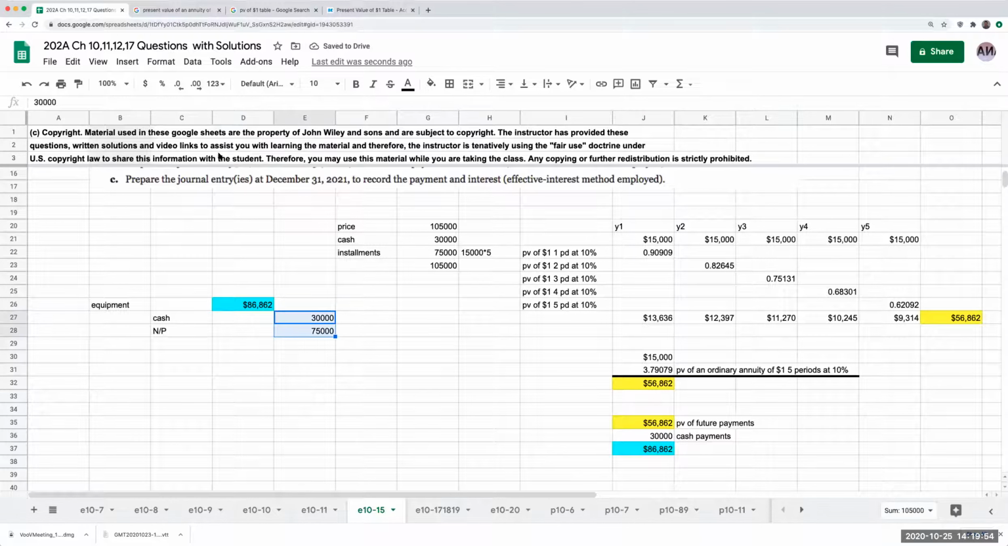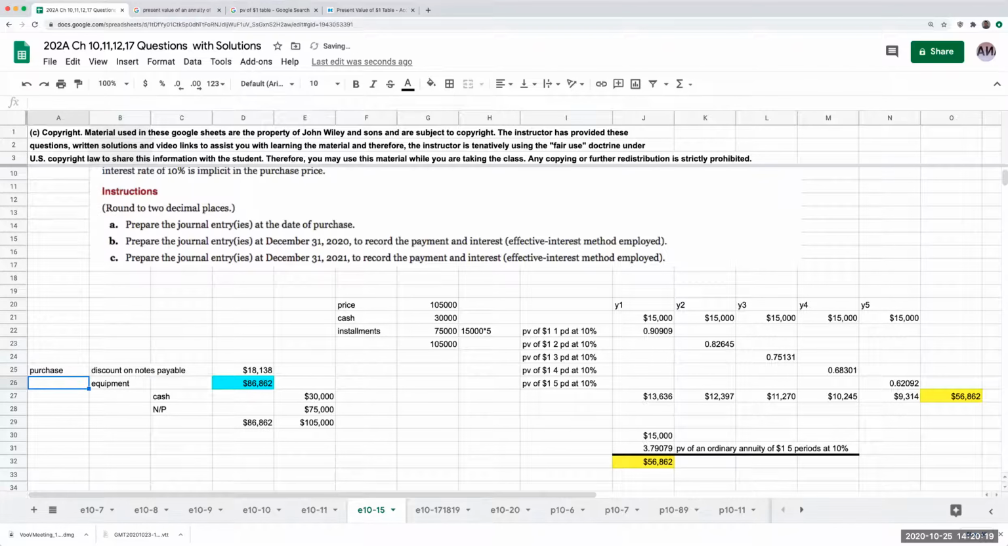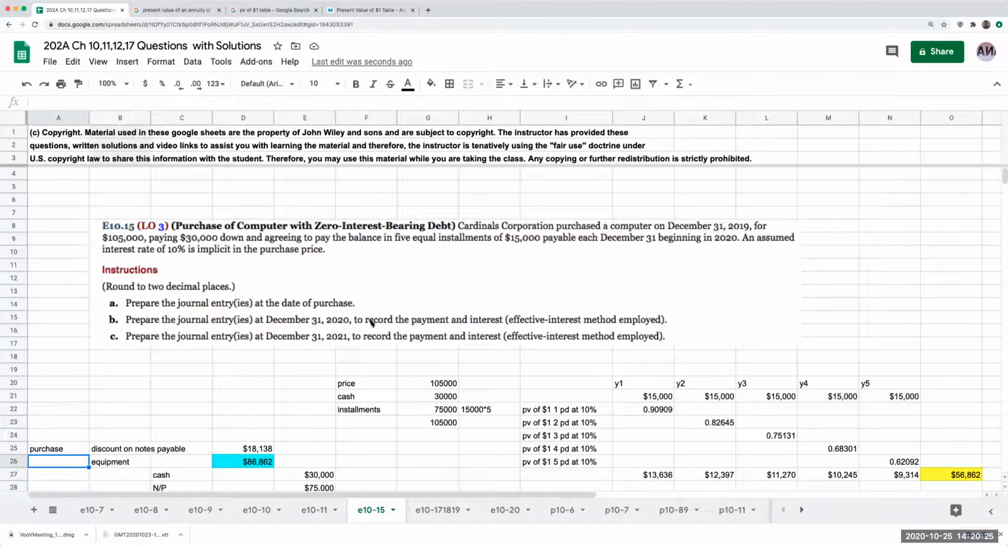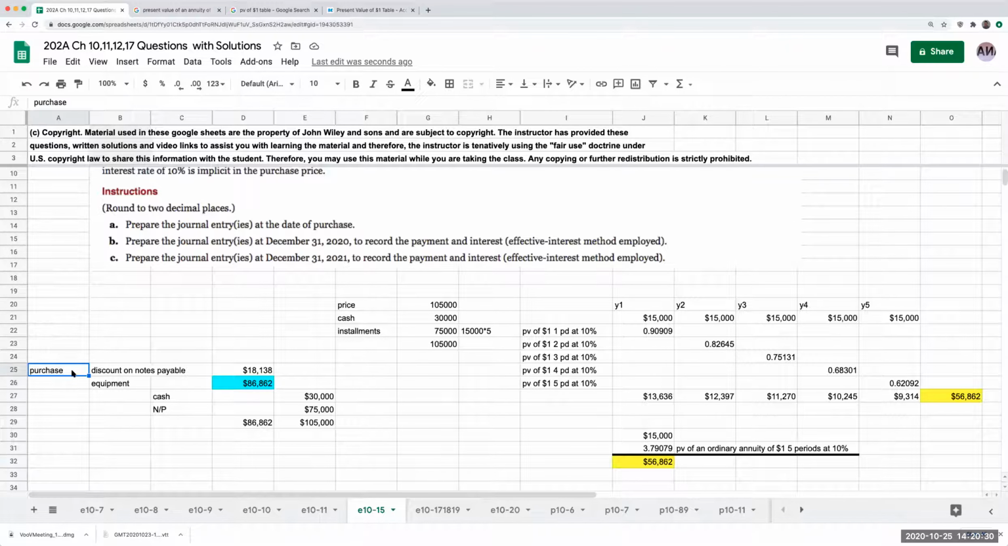So now when I come over here, I've got a problem. My problem is my total debits do not equal my total credits. The difference between these two is going to be my discount on notes payable. Okay, so this is going to be the initial entry. And now I need to figure out what happens in 2020 and 2021. Well, what's really good is I purchased this on December 31st, so this was on 12/31. So I don't have to deal with any kind of partial periods.